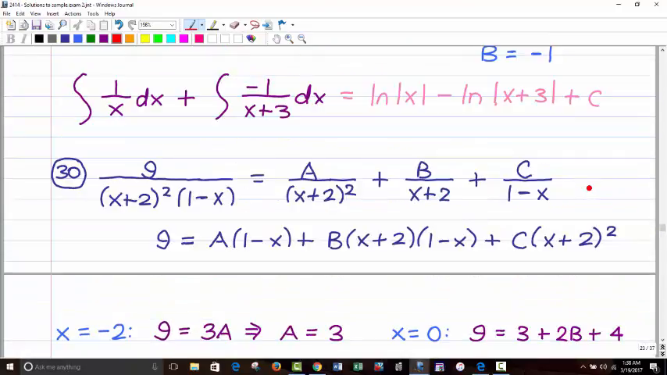And number 30, another repeated linear. We have x plus 2 squared, so I have to have an x plus 2 squared term and an x plus 2. And then 1 minus x is in there again. That's kind of weird, 1 minus x another time. Clear out the denominator, so we have 9 left over here. The x plus 2 squared goes away, so I have A times 1 minus x plus B times x plus 2 times 1 minus x. And then we would have C times x plus 2 squared.